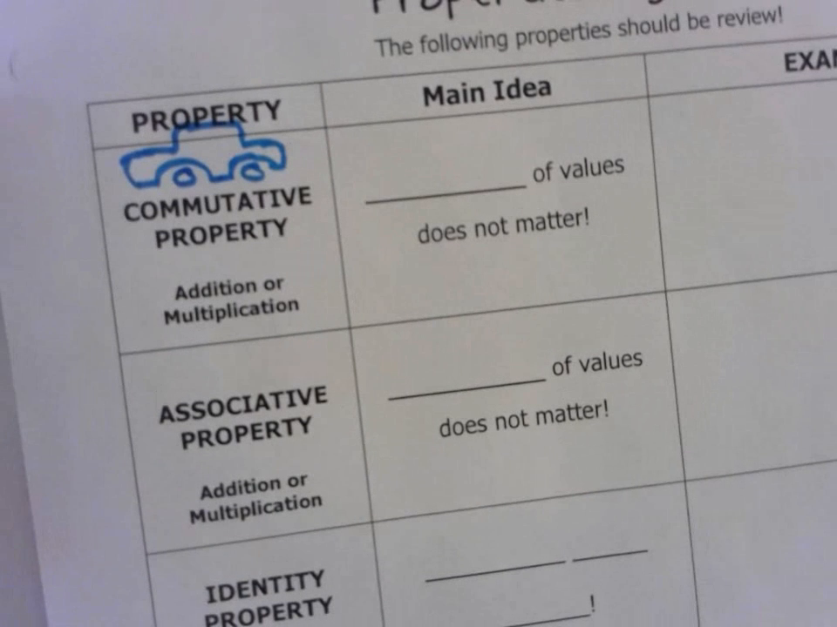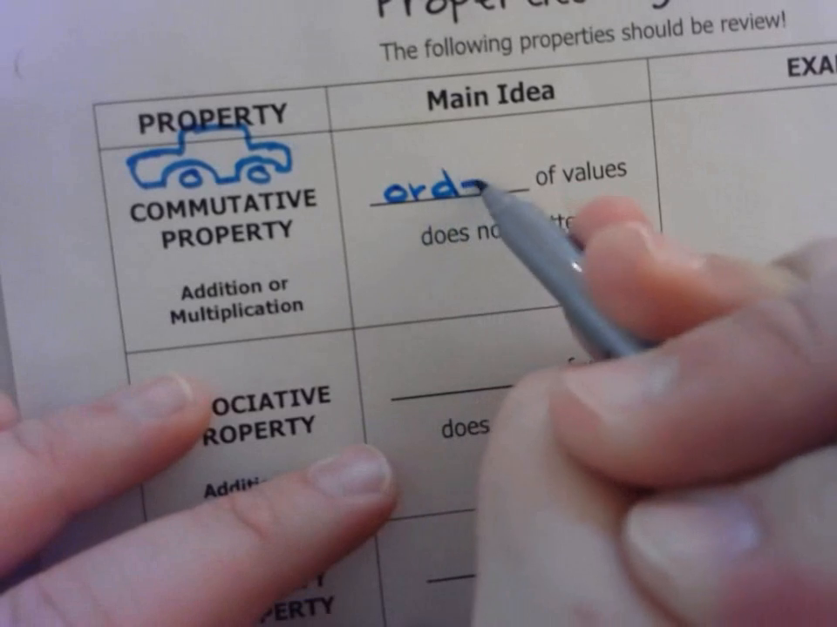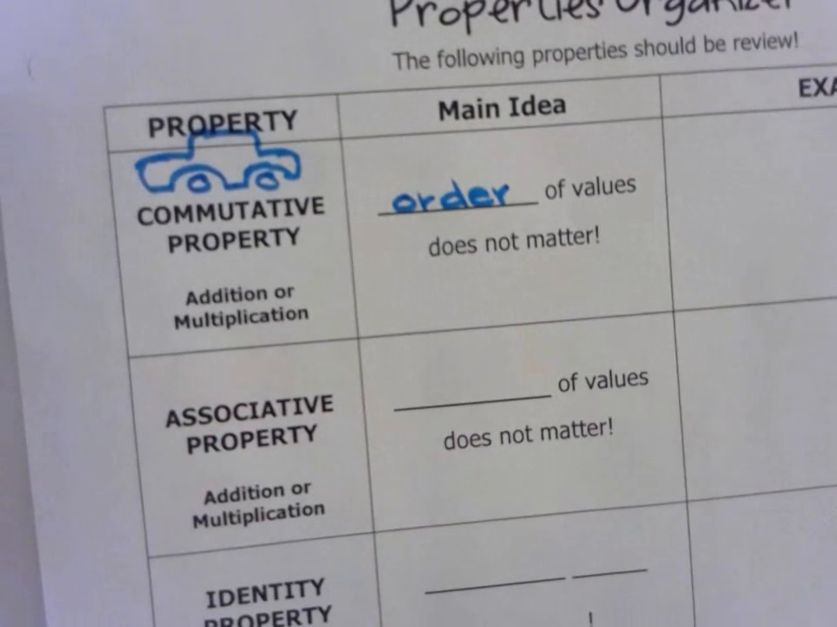If I commute somewhere, I commute to work. So I go from home to work, and then after school's over, I go from work to home. So I switch the direction that I commute. In the morning, I go from home to work, and then on my way back, I go from work to home. So, commutative property is the order of the values does not matter. I can switch the order of the values and it doesn't matter.